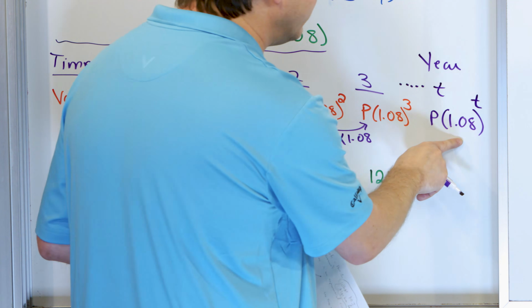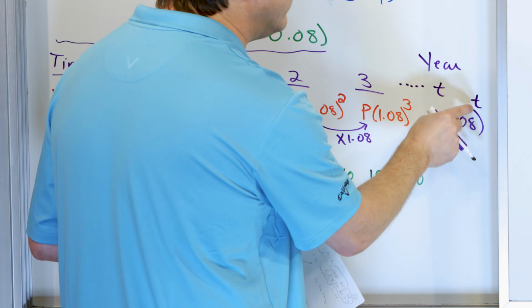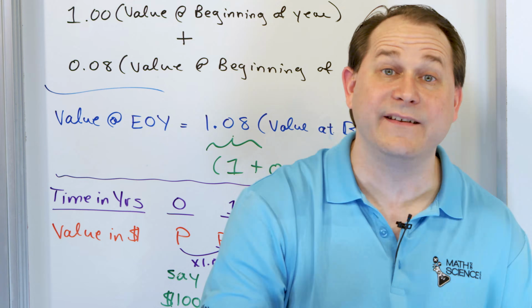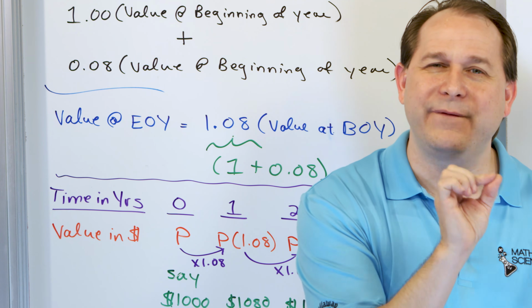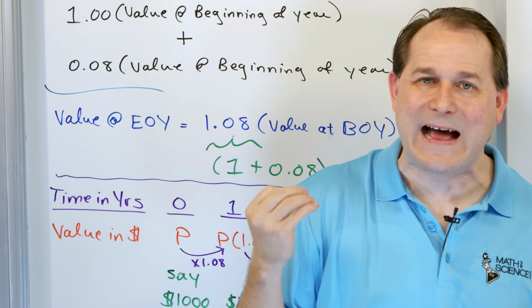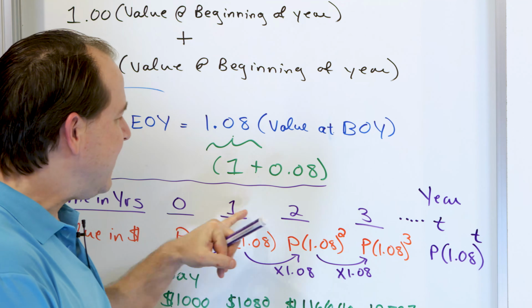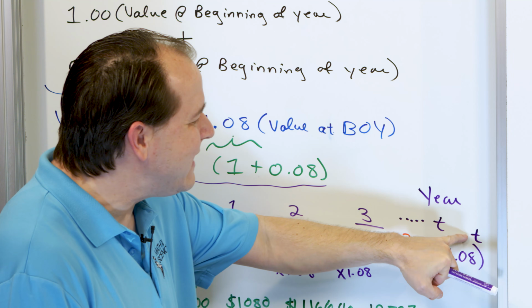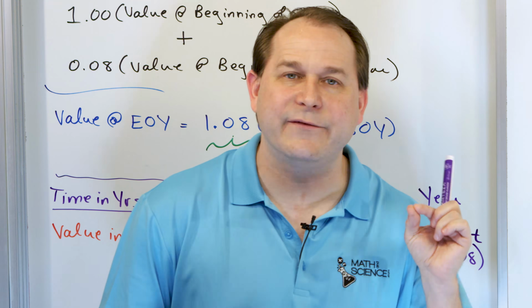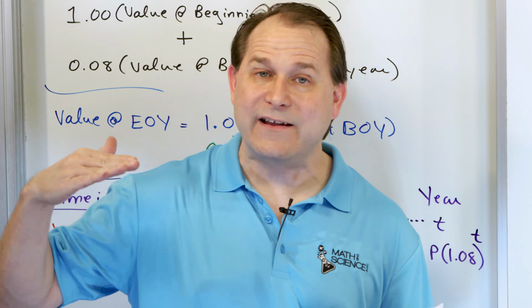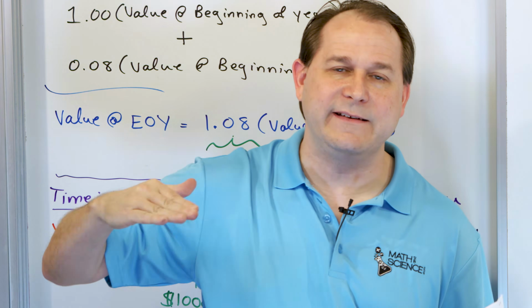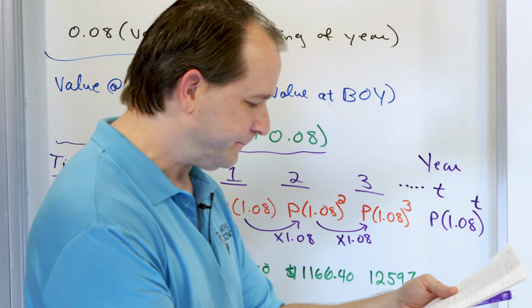And look at what this is. P times 1.08 to the power of t. That is an exponential function. Remember, exponential functions have the variable in the exponent. That's what it means. The time in years is a variable that is now in the exponent here. That is why compound interest is an exponential function. That is why it grows so rapidly like these exponential functions that we have been studying.